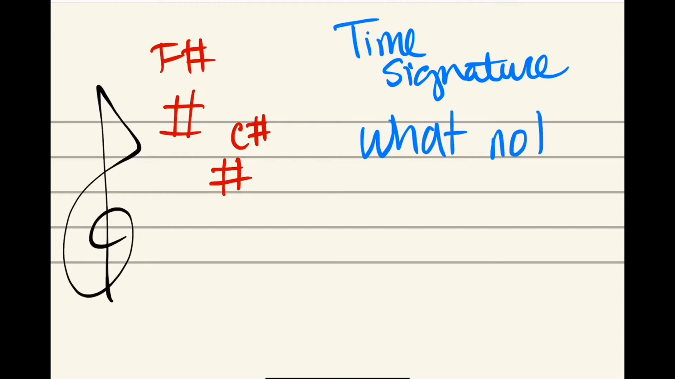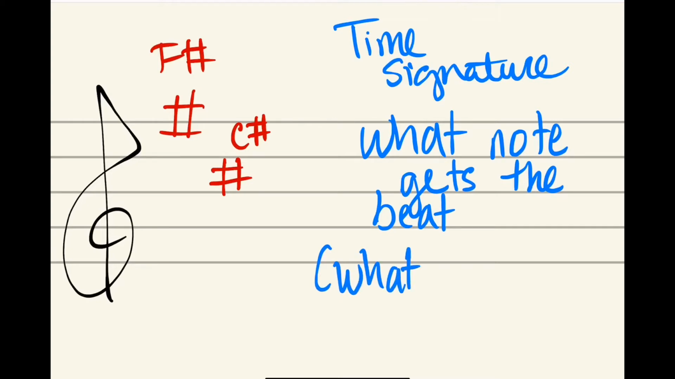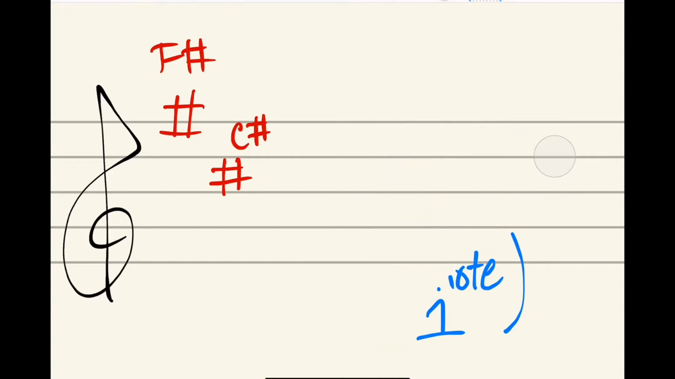Time signatures will determine what note gets the beat. I also like to think about it as what note gets one beat. Another thing that I didn't write here is time signatures will determine how many beats are in a measure, up to how many you will count in a particular measure. If the time signature is 4/4, then we count up to a 4. So that's very, very crucial.